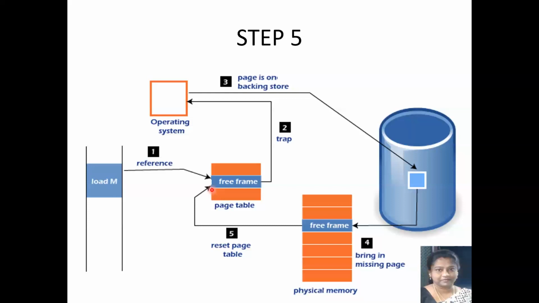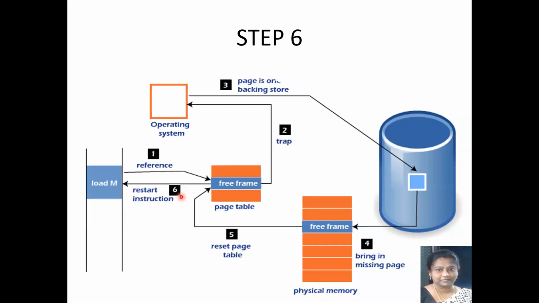Once the page table is reset, the last step will be, the instruction load M has to be restarted. So that is our last step. The 6th step will be to restart the instruction. So these 6 steps, step 1 to 6, clearly depict how a page fault is handled.